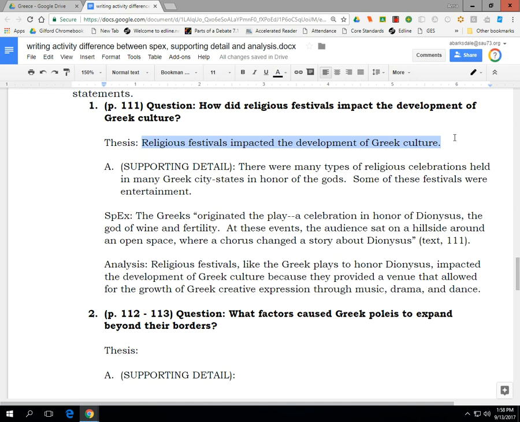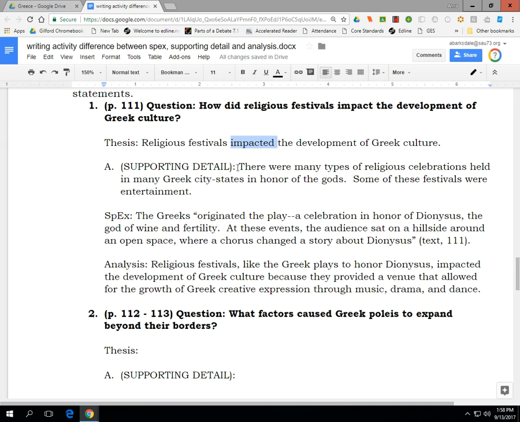It's a complete argument because somebody could say the opposite. That's how I know it's an argument. Somebody could say religious festivals did not impact the development of Greek culture. So if it sounds like a clear, complete thought, that's how you know you've created your thesis. But you're going to notice, I'm saying in this case that they did impact, and I'm going to use my evidence to prove it.